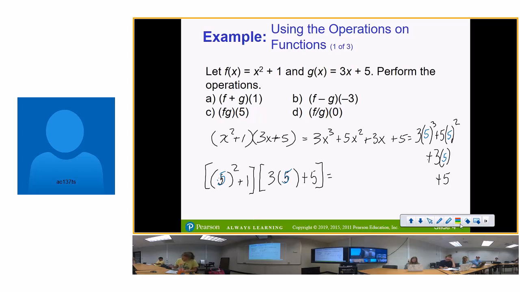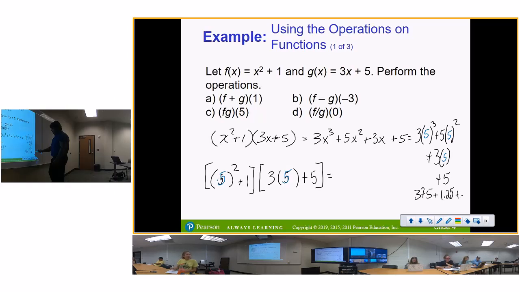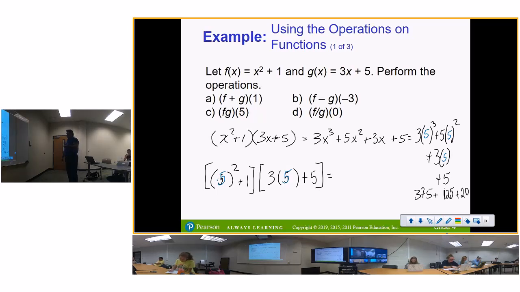So that'd be 375 plus, well, 5 times 5 is 25. What's 5 times 25? 125. Plus 15 plus 5. What's 15 plus 5? Plus 20, that's 125. Oh, I suck. There we go. So 375 plus 125 is 500, right? I got 520.